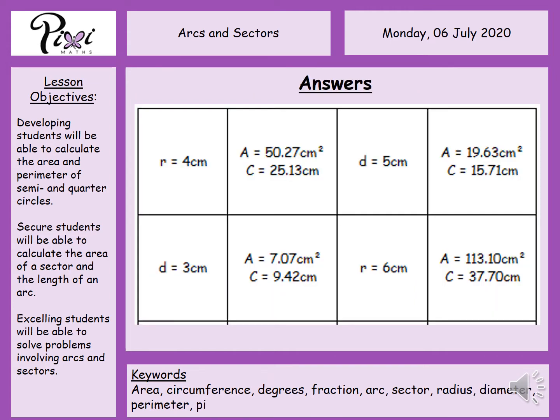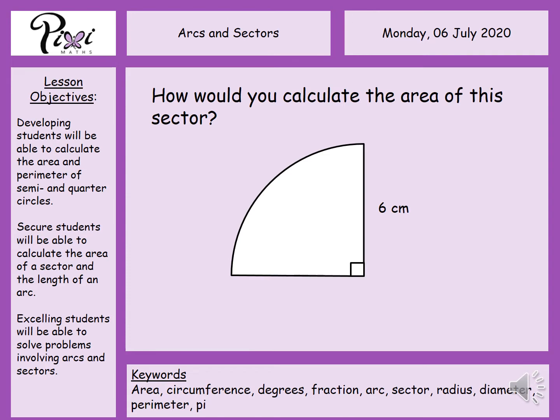Okay, and here's the answers for those ones. Okay, so on to the more challenging circle questions. We're going to be looking at area of sectors and the arc length of a sector. So what we've got here is a sector. It's basically like a slice of a circle. So sectors, think of it, if it was a pizza it'd be a slice.